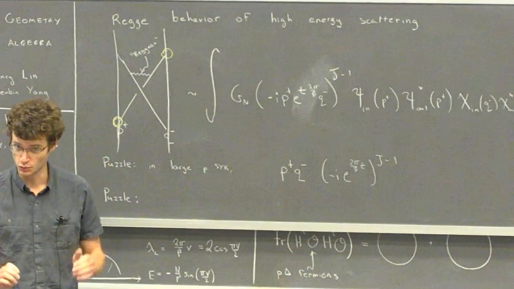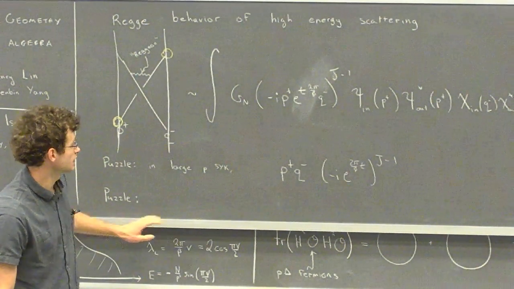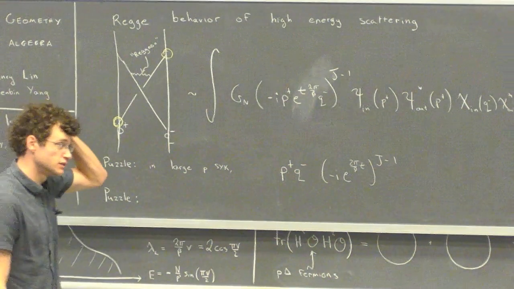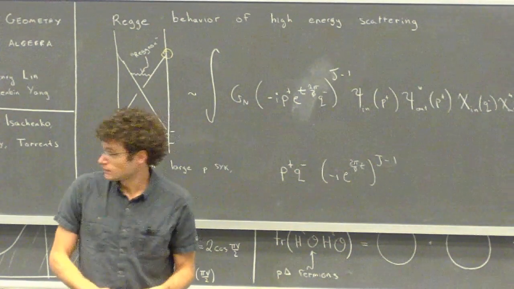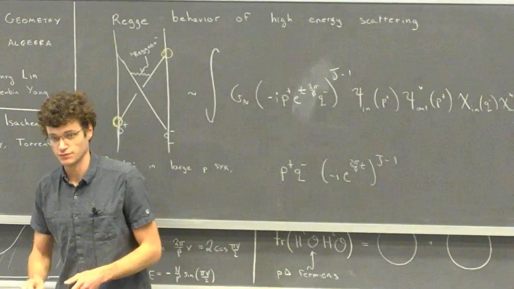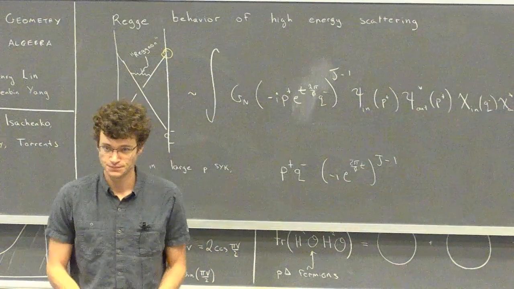And so these are two funny features of the large P SYK model. And we're going to see that those two things are related to each other and are related to this fake geometry that we will derive from some algebra in a moment.